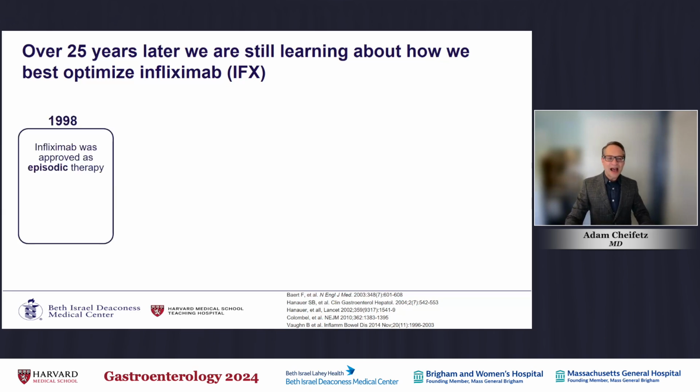Infliximab was approved now just over 25 years ago. It was actually approved as episodic therapy. The patient would get the drug, you would wait for them to lose response, and then you'd give them another dose. So it was a great way to treat if you wanted patients to develop antibodies against the drug, right? Intermittent exposure to an antigen primes the immune response. And this is exactly what happened.